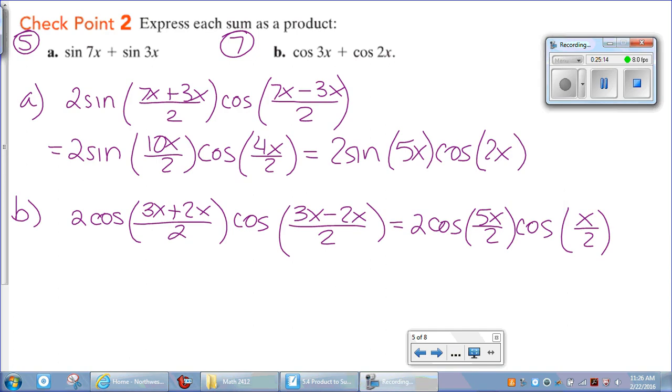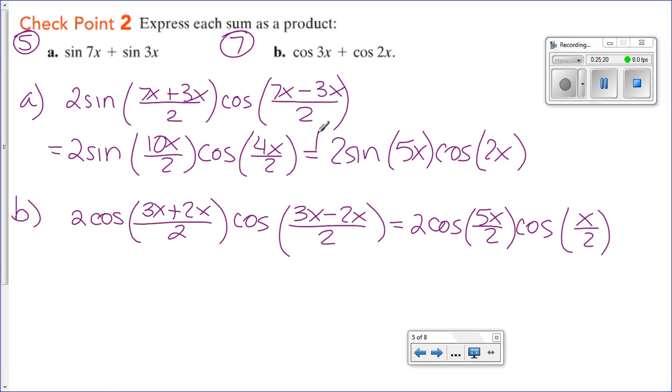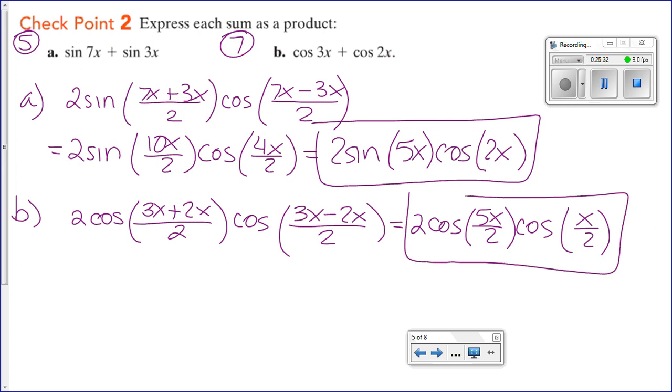Okay, so we're going to check our answers for checkpoint 2. I got that for part A. If you see a mistake, please let me know. Do we agree on that? You're still working on it? Okay, and then for part B, here's my answer. If you see something wrong with it or you disagree, let me know.